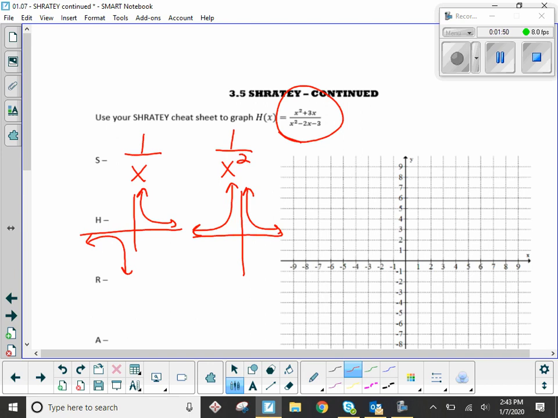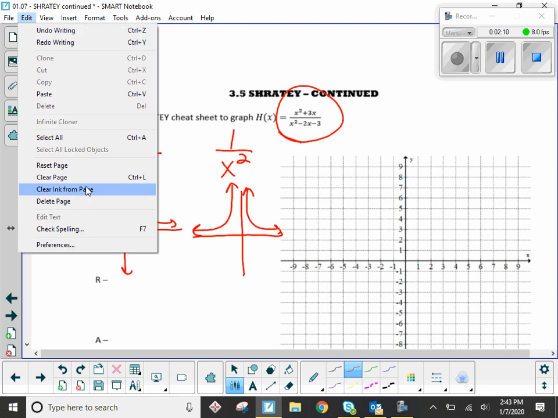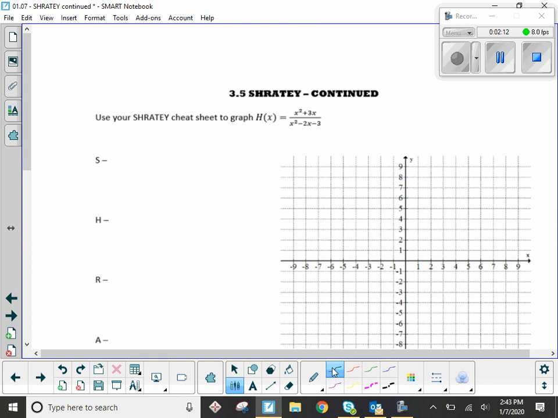A bunch of steps to figure out SHRATEY. Your SHRATEY cheat sheet is all the different steps you can take to find the important parts of this graph, which at the end of the lesson we'll use to sketch a rough graph. So that's our goal for today. Let me erase this. I'm going to write this bigger so I can see it.